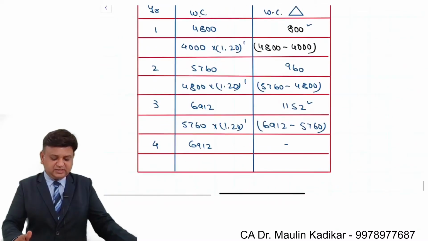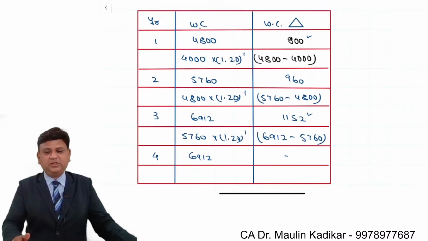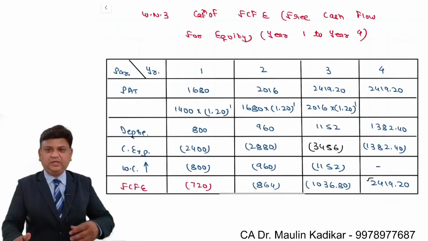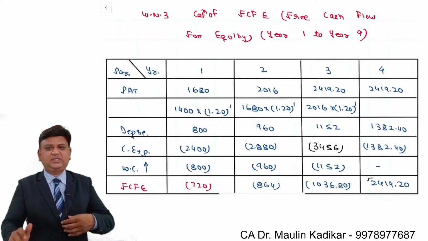In that, for the first 3 years, there is an addition of working capital. From the 4th year onwards, there is no addition of working capital. Why? Because we understand that the sales of the company are remaining stagnant. Free cash flow for equity. That's the way we do a simple capital budgeting question.